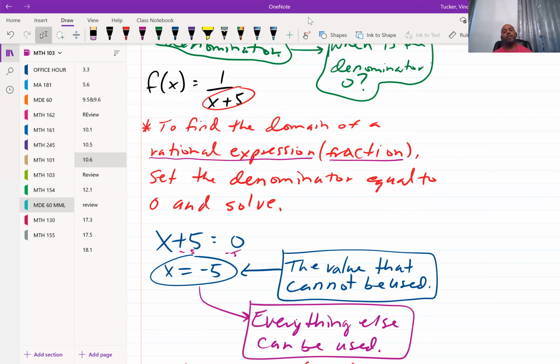So that's what I did right here. x plus 5 equal to 0. Subtract 5 from both sides. That's x equal to -5. So this is the value that cannot be used. Whenever you have a fraction, you set your denominator equal to 0 and solve. And what you find will be the value that cannot be used. Every other number, though, can be used. And so that's how we're going to set up our domain.